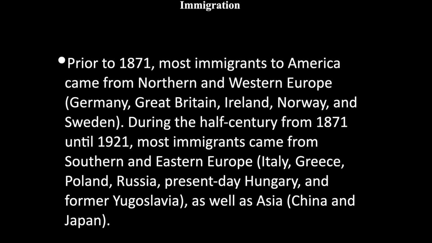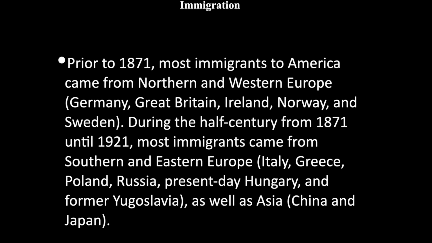This is a big deal. I told you at the beginning of the year that immigration is not a new issue, it's something that's happened all throughout the history of America. So prior to or before 1871, most immigrants coming to America came from Northern and Western Europe, which is Germany, Great Britain, Ireland, Norway, and Sweden.